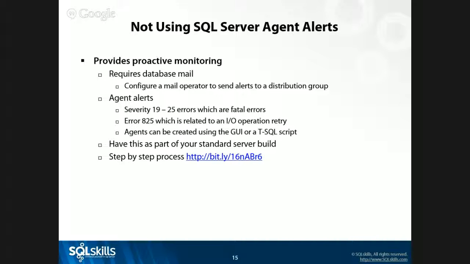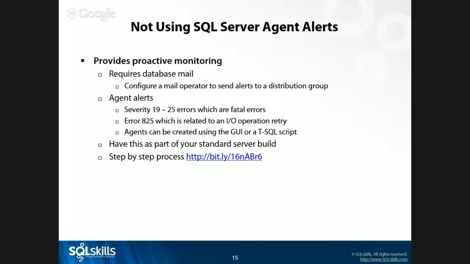This is who's going to be notified when things go bump. So that should be a distribution group, not just your email address, because you want to take a vacation and not always have to take the calls. And then you configure your alerts. At a minimum, you want severity error 19 through 25. Those are all fatal errors, meaning when they occur, a transaction was killed.